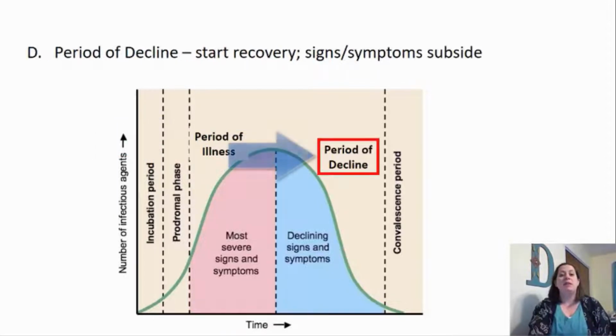This then leads to the period of decline. This is when you start to recover. You start to feel better. Your signs and symptoms start to subside. That sore throat starts to go away. The ear infection starts to go away. The cough starts to go away. So it's the period of decline.